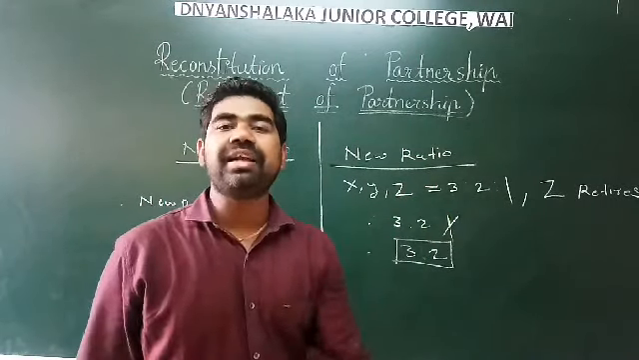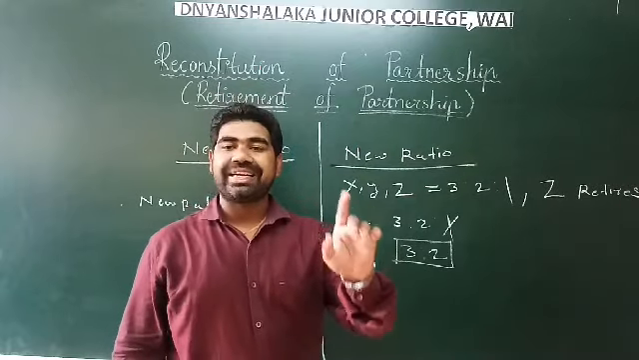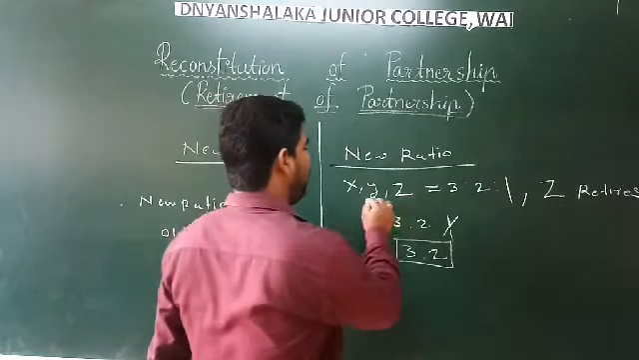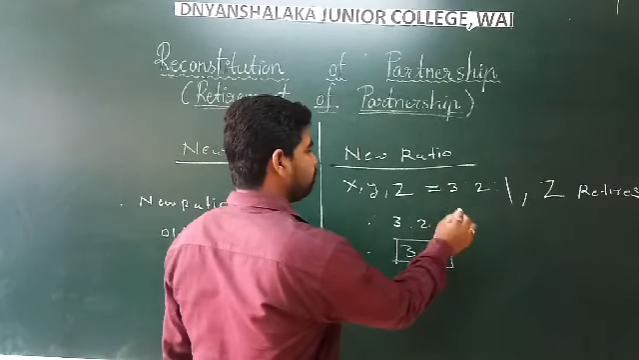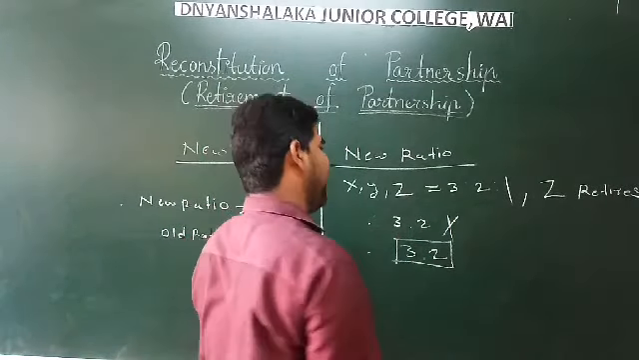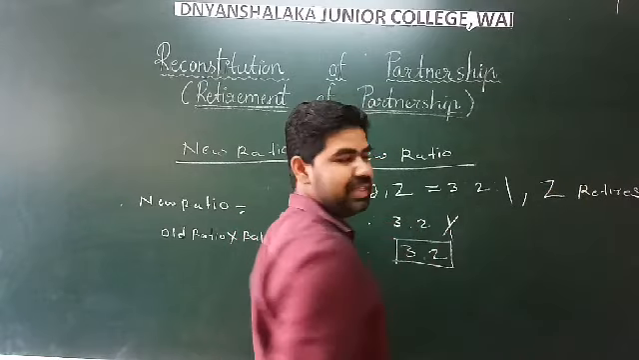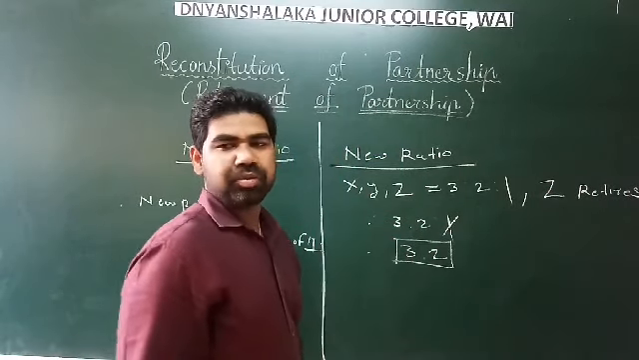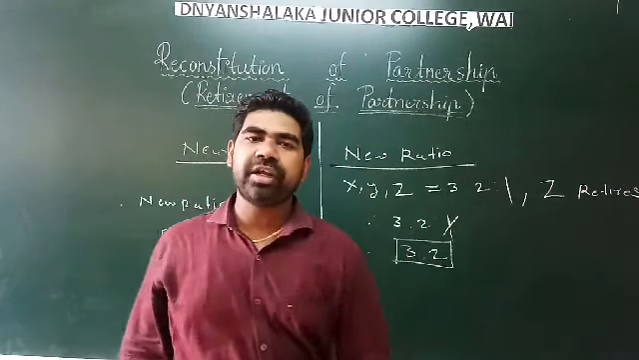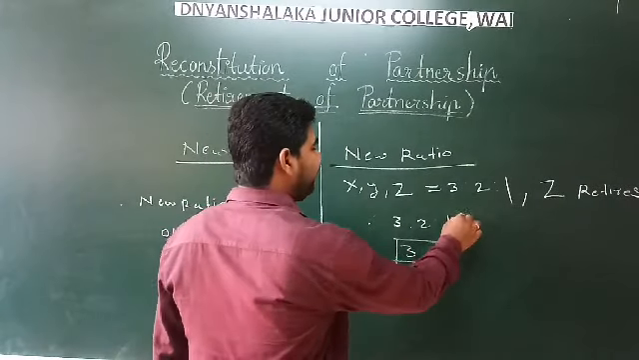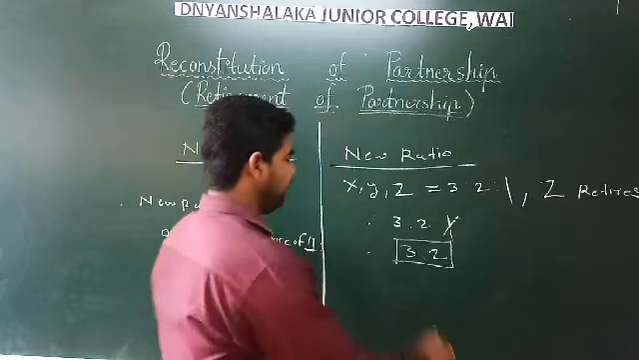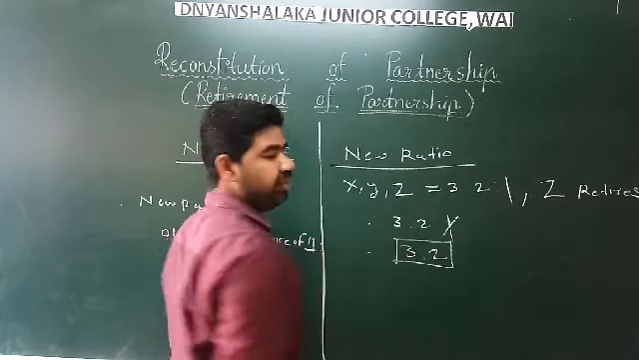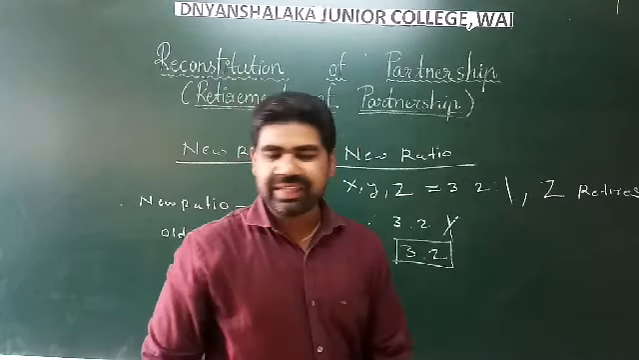just have to cancel the share of your retiring partner. So X, Y and Z three partners are there, and the profit sharing ratio is 3:2:1. And now Z retires from the business. So how can we calculate the new ratio? You just have to cancel Z's proportion in the existing ratio, then you can easily calculate the new ratio. Okay, then take another example.